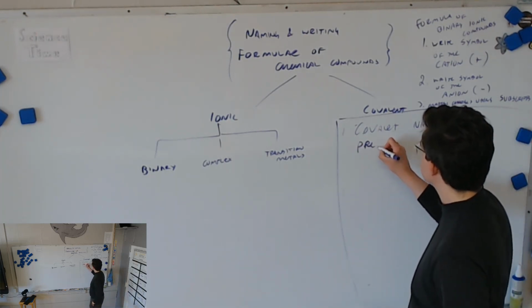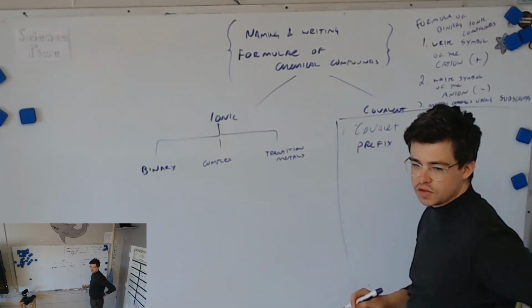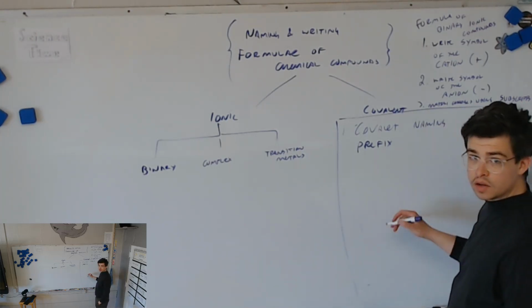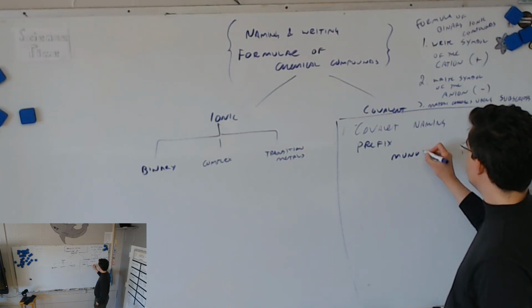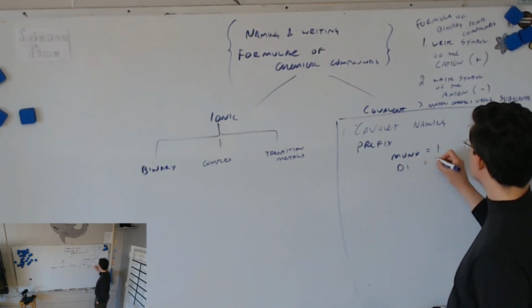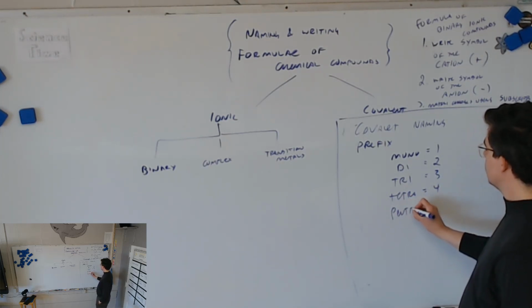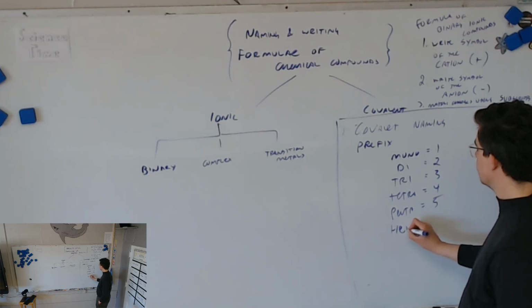What's a prefix? You know this from elementary school. It goes before the root of a word. The prefixes, I'm just going to write them out here because we've got just a little bit of time. Mono means one. Di means two. Tri means three. Tetra means four. Penta means five. Hexa means six.